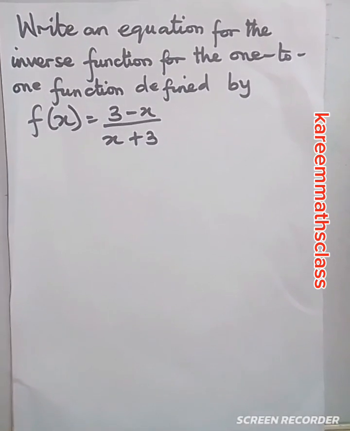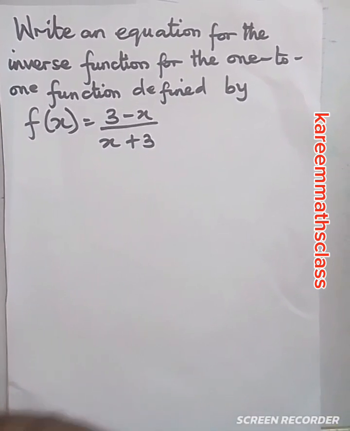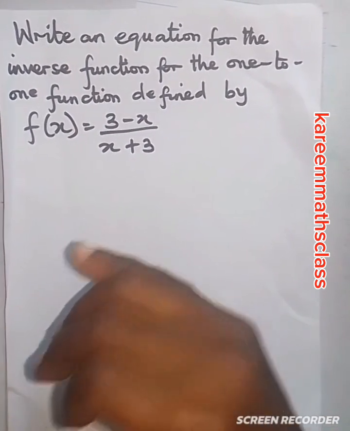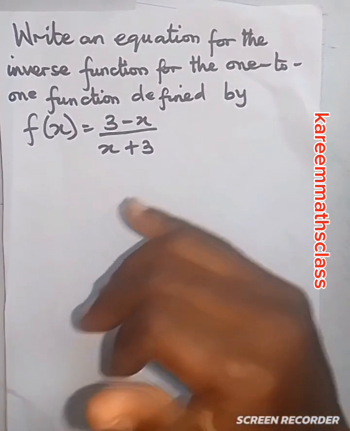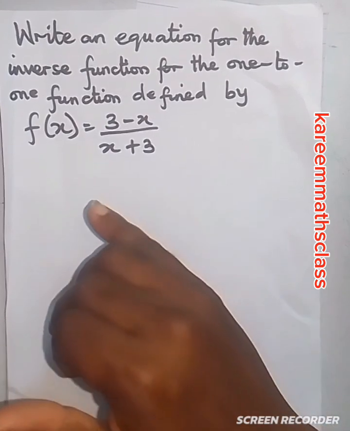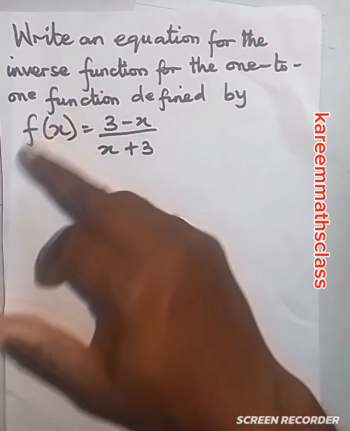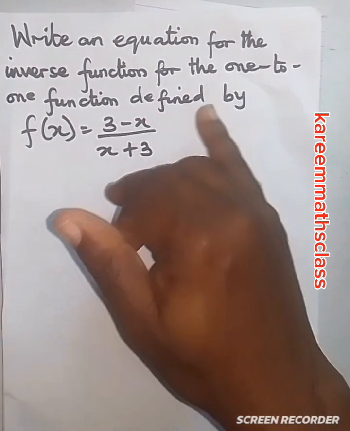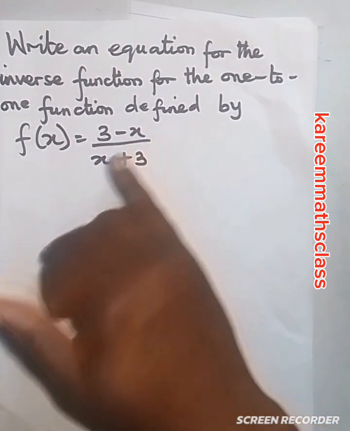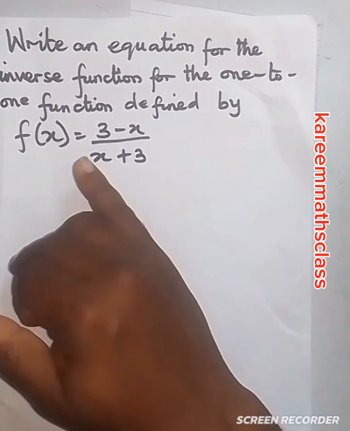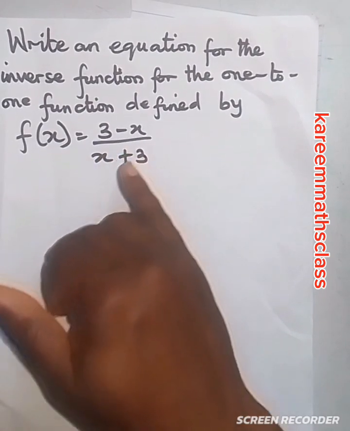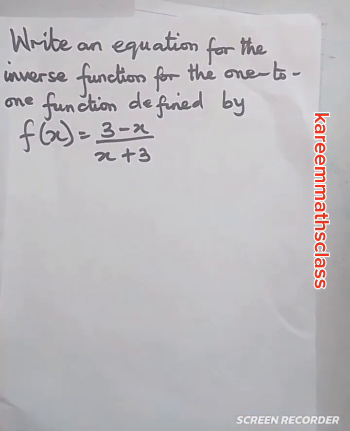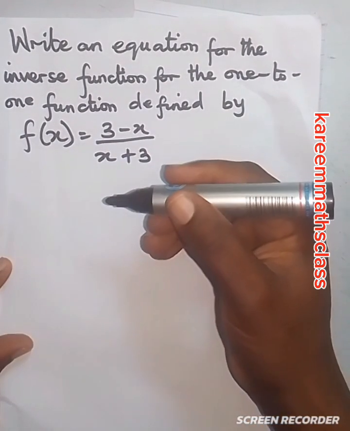Now, from the previous knowledge, we learned about inverse functions and the steps we need to solve equations for inverse functions. So we're going to continue with that. Now the question says: write an equation for the inverse function for the one-to-one function defined by f(x) equals 3 minus x over x plus 1. I told you we have to follow some steps to get it.